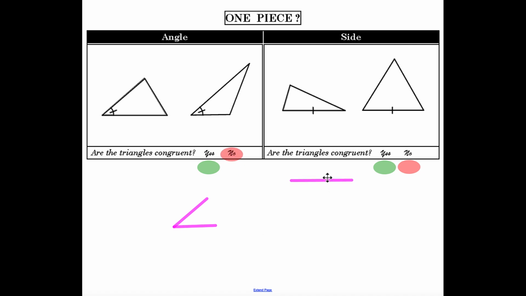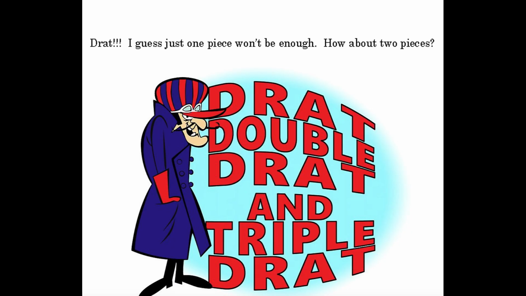What about just one side? Well, here's our one congruent side in each triangle, certainly a congruent equal length segment. But once again, those triangles are not even close to being the same shape, are they? And so one piece, I think we've just shown, is not enough. To which, perhaps, you would say drat, or double drat, perhaps even triple drat. I'll leave that up to you, how many drats you would like to emphasize.